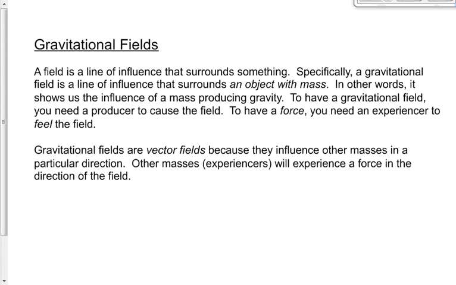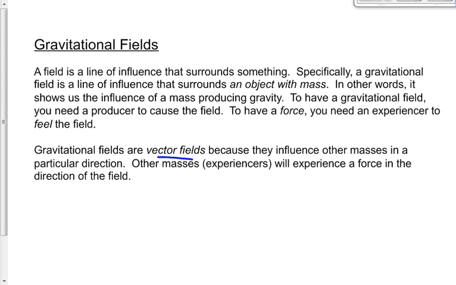The field is the influence that surrounds something, not the push or the pull, but the potential influence that surrounds something. In order to have a field, all we need to have is a producer. In order to have a force, we need to have the producer and the experiencer, the thing that experiences it, the pen. Now, we talked about gravity as being a vector field.